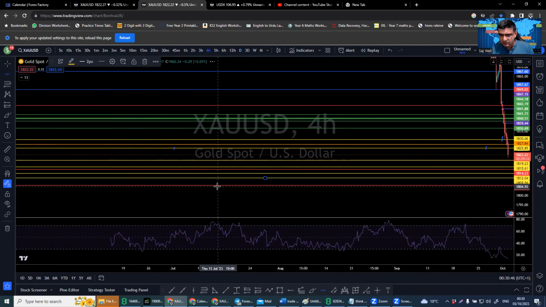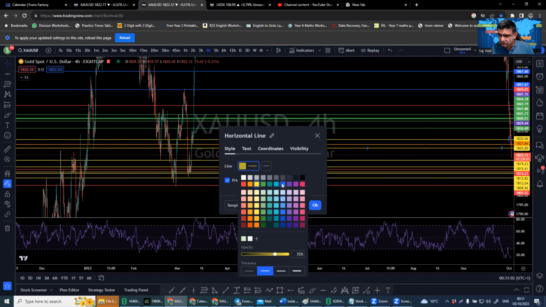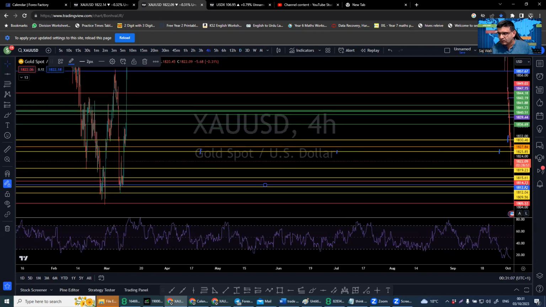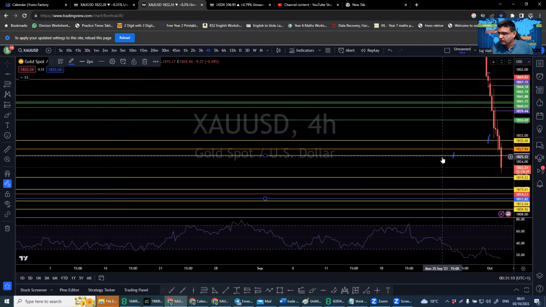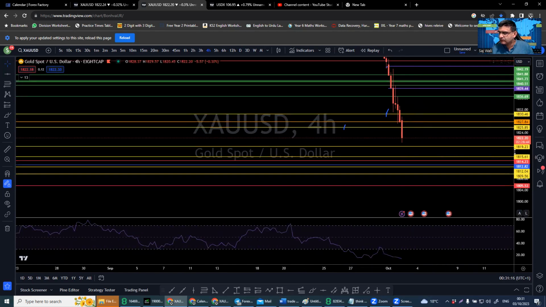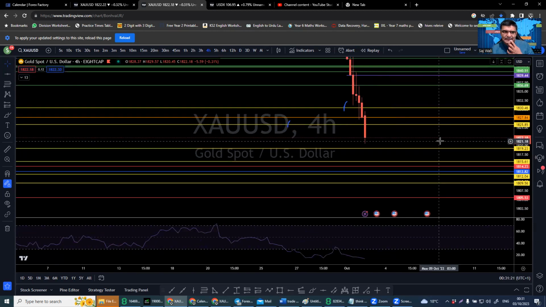And if you go into 4 hour, see this 4 hour level here as well. The 4 hour color is blue. We change this into blue color. So the higher the time frame, the higher the color, the stronger the level. So this is the situation.